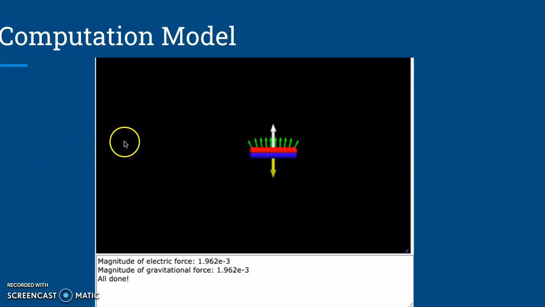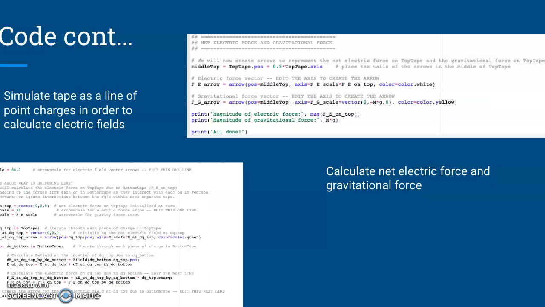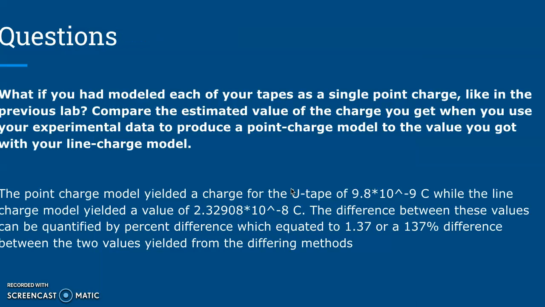Here is my output for my computational model. As you can see here, I was able to return a magnitude of electric force and a magnitude of gravitational force that cancel each other out. This was done by a trial and error process, substituting different charges in for Q in this previous part of the code. As you can see here, I used Q and Q0. Q0 I set to my initial value that I got in Lab 1 as the charge, but we had to do some trial and error in order to make sure that these two forces cancel out and that the system remains in equilibrium. Finally, we answered some questions regarding the computational model.